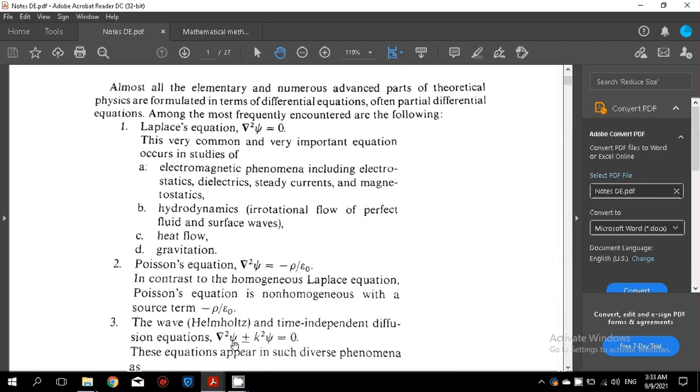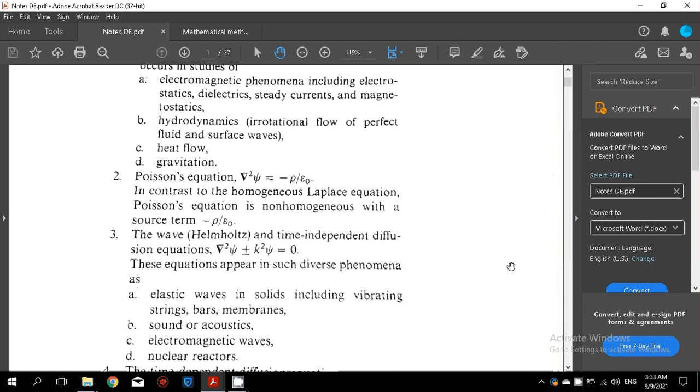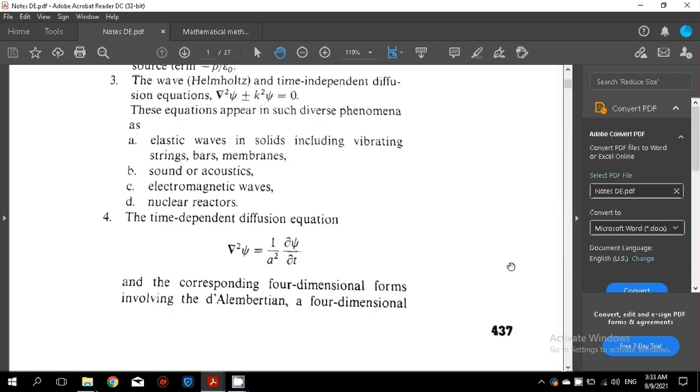You can say that this single equation represents all the topics of the entire physics. So these equations appear in such diverse phenomena as elastic waves in solids, including vibrating strings, bars, membranes, sound or acoustics, electromagnetic waves, nuclear reactors.